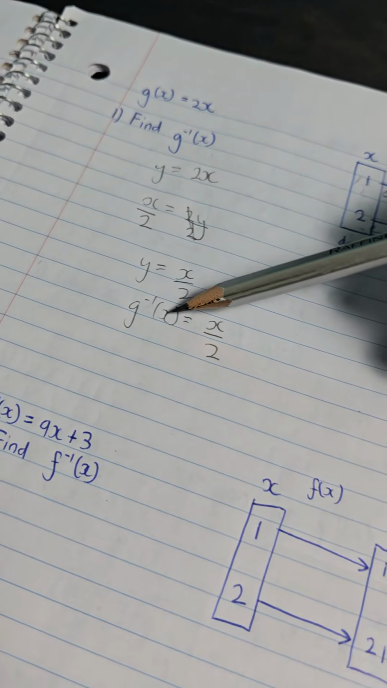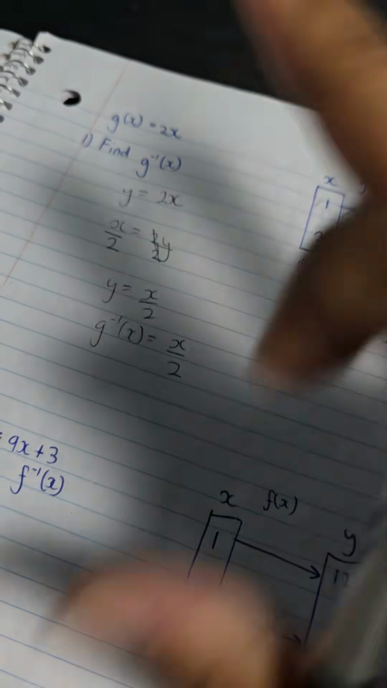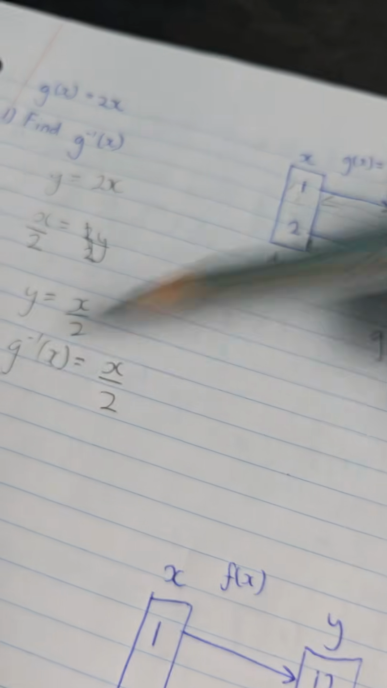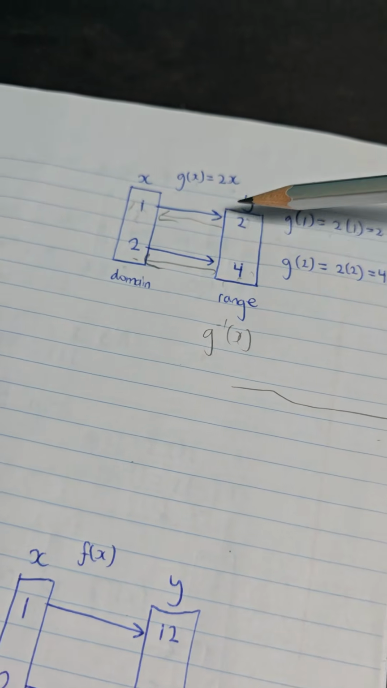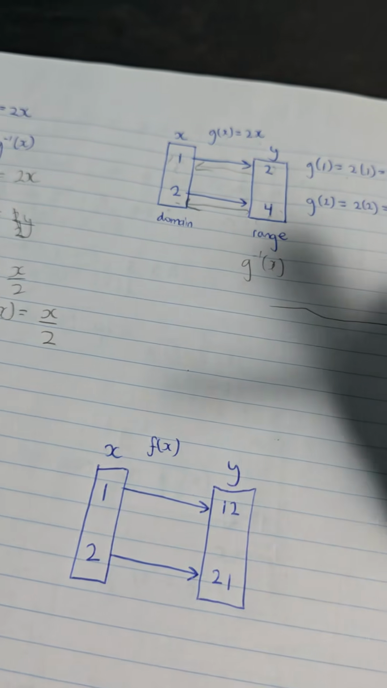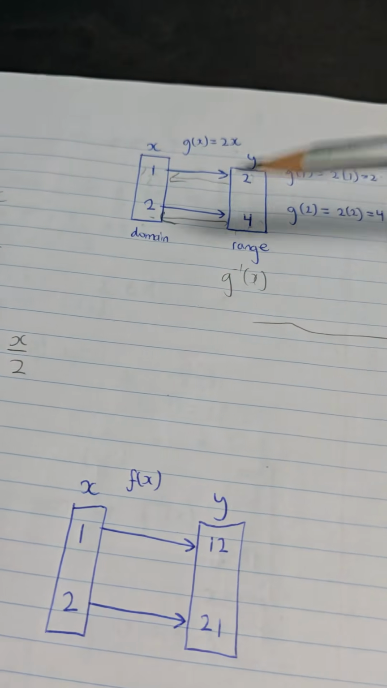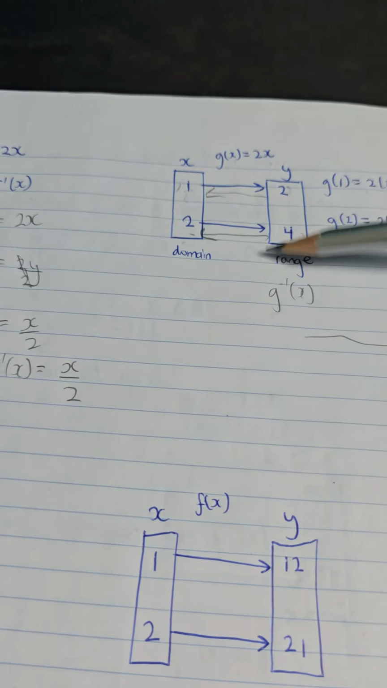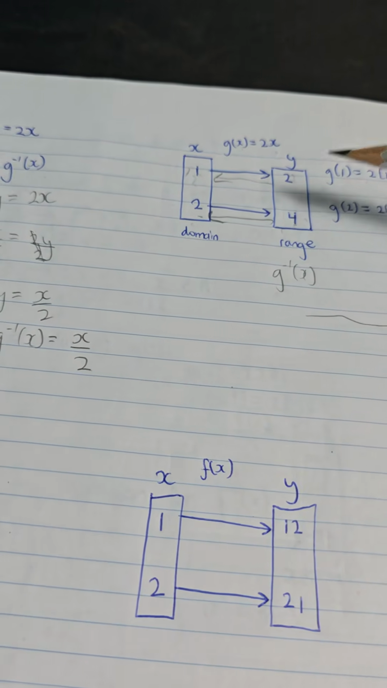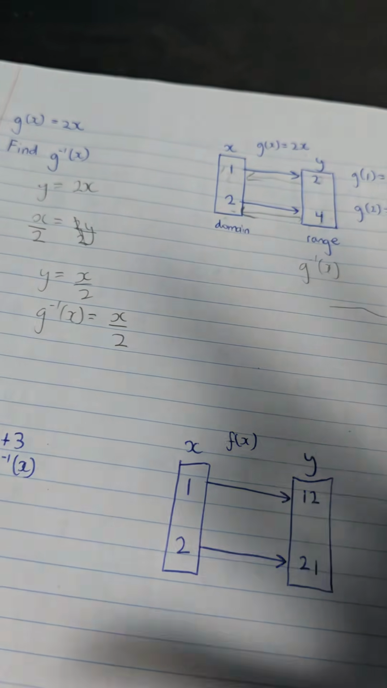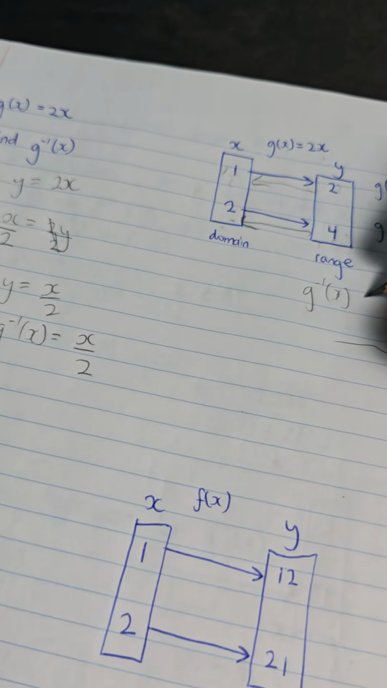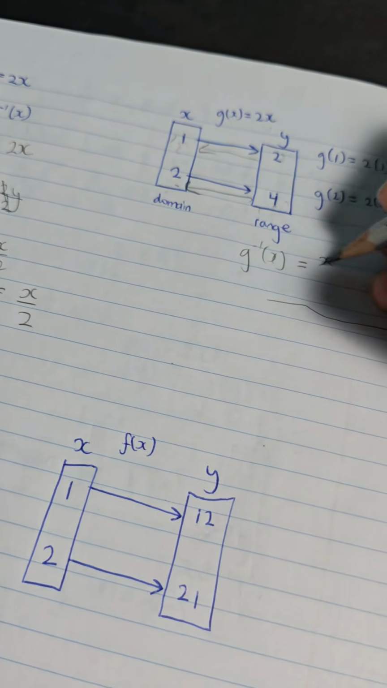So I got the inverse function x over 2. Now, like I said, with the inverse function you're plugging in the y values, which we're treating as the x values, because the y values are now going to become the domain. So it might seem a bit confusing, but it's really simple. Let me show you something. So we found g inverse x to be x over 2.